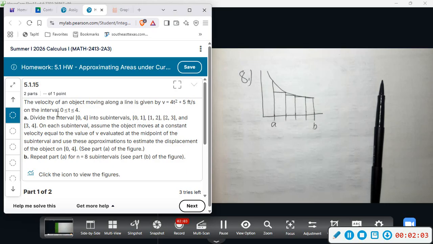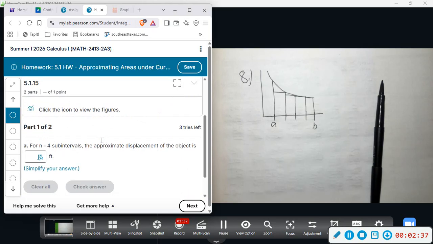Number 9 says the velocity of a moving object moving along a line is given by this function on the interval 0 to 4. We're going to divide the interval into sub-intervals, 0 to 1, 1 to 2, 2 to 3, and 3 to 4. On each interval, we're going to assume the object moves at a constant velocity equal to the value of v at the midpoint of the sub-intervals, and we're going to use these approximations to estimate the displacement of the object, and then we're going to repeat for 8 sub-intervals.